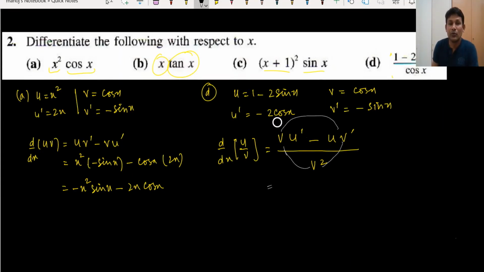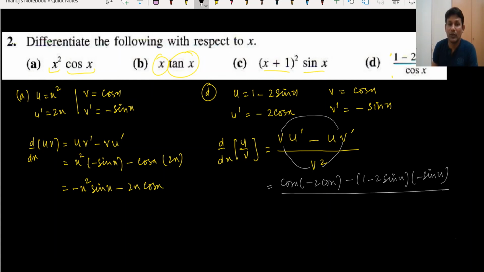v. So v is cos x, and u prime is minus 2 cos x. Then we have minus u, which is 1 minus 2 sin x, and v prime is minus sin x, divided by v squared, which is cos x whole squared. Now we just need to simplify.